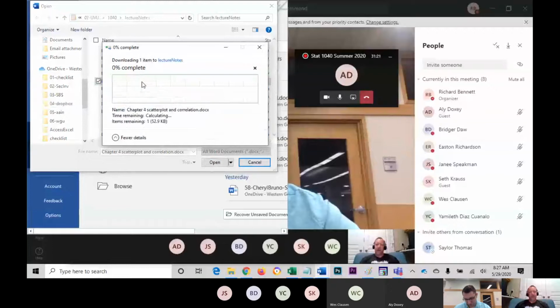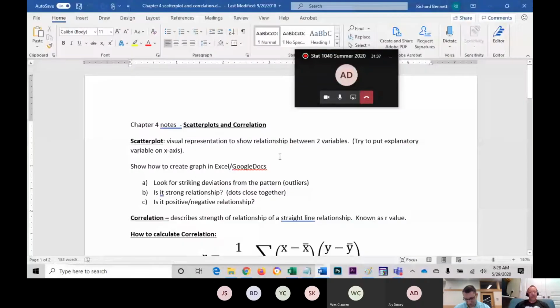All right. So the idea here is a scatterplot. This is going to be really the bummer. I normally teach this one in Excel, but anyway, we'll do our best. It's a visual representation to show the relationship between two variables. And the idea is to try to put the explanatory variable on the x-axis.